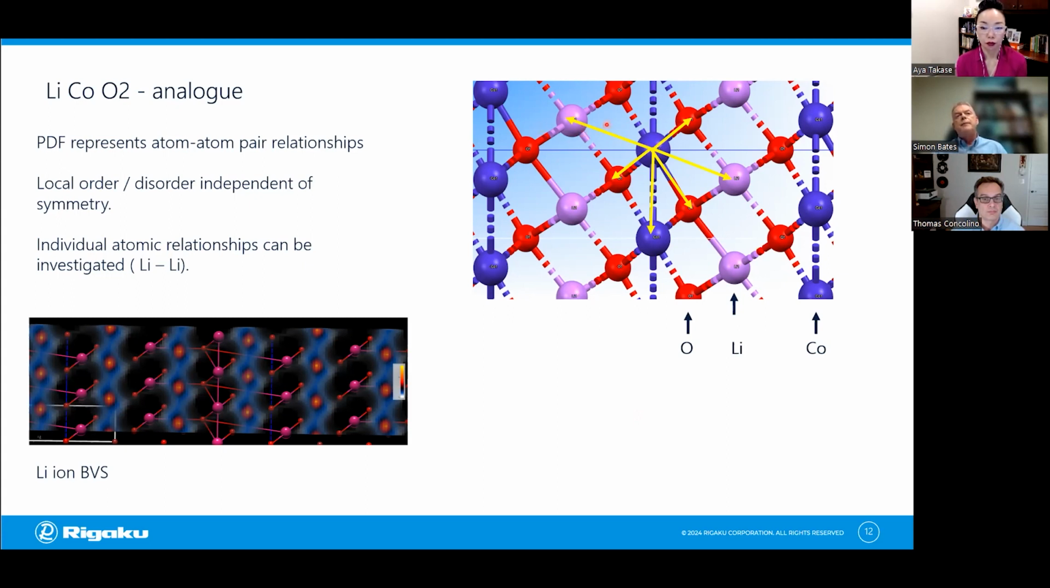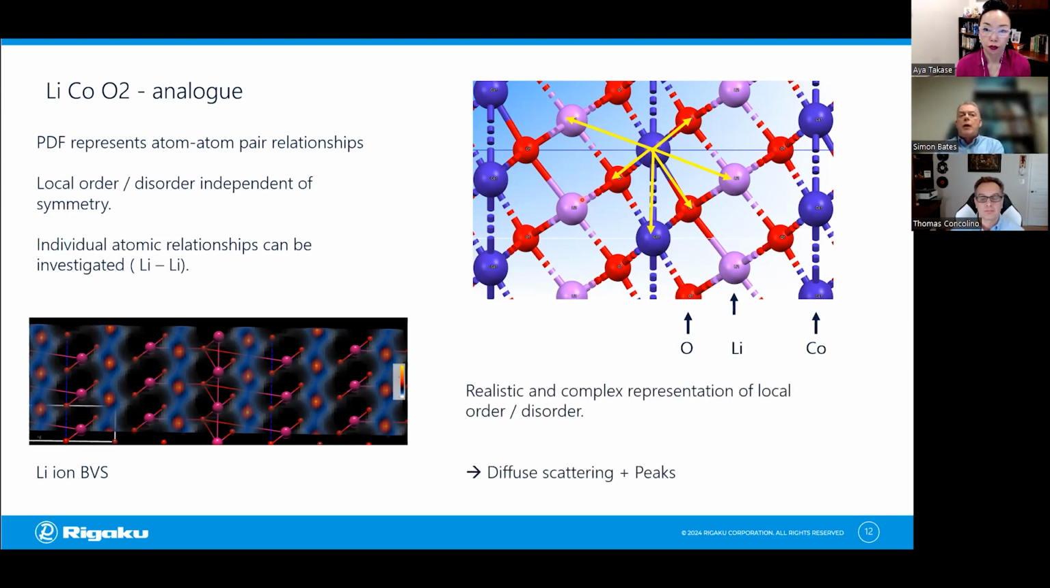Now, PDF theory is based upon the Debye diffraction theory, which is really quite different from the Bragg diffraction theory. In the Debye theory, each atom-atom pair scatters coherently within itself, but is incoherent to all other atom-atom pairs within a structure. And to calculate the diffraction pattern, you essentially go through every atom-atom pair in the structure and calculate the coherent diffraction from each of these atom-atom pairs, and then add them all together. So PDF is additive. You can look at individual atoms, individual atom pair relationships, and you can get down into the real nitty-gritty. What's going on locally? How are atoms moving about? Where is the lithium actually within this structure?